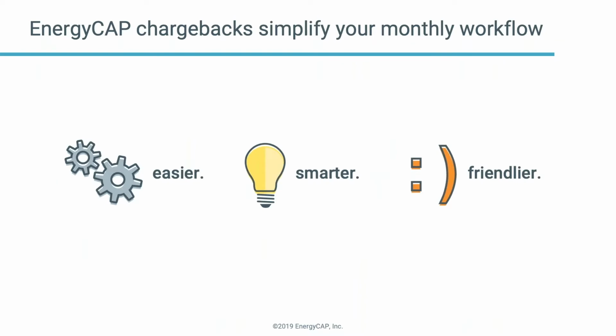At EnergyCAP, as we've been working on the latest version of our software, EnergyCAP version 7, we've continued to keep the idea of making software that's easier, smarter, and friendlier at the forefront. And EnergyCAP chargebacks fall right into that same paradigm. While we're trying to make them easier to use, at the same time, we're adding lots of smarts and helping add new functionality that has been requested in some cases for many years by our clients. And we find that all of these different features provide value to different people in different ways, making it friendlier and easier to use along the way.